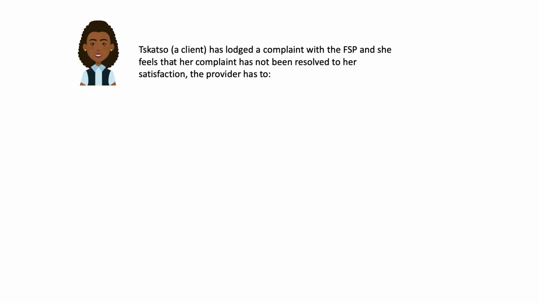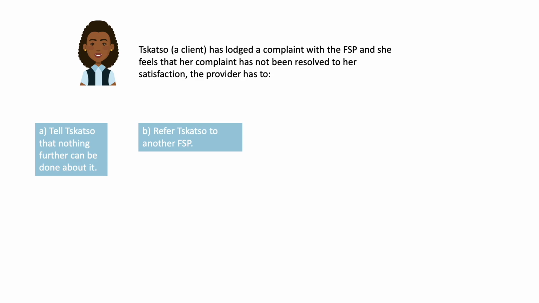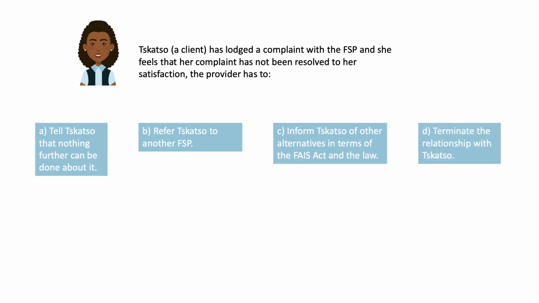Question 7. Tsakatso, a client, has lodged a complaint with the FSP and she feels that her complaint has not been resolved to her satisfaction. The provider has to A. Tell Tsakatso that nothing further can be done about it. B. Refer Tsakatso to another FSP. C. Inform Tsakatso of other alternatives in terms of the FAIS Act and the law. D. Terminate the relationship with Tsakatso. Pause the video here if needed to think about your answer.